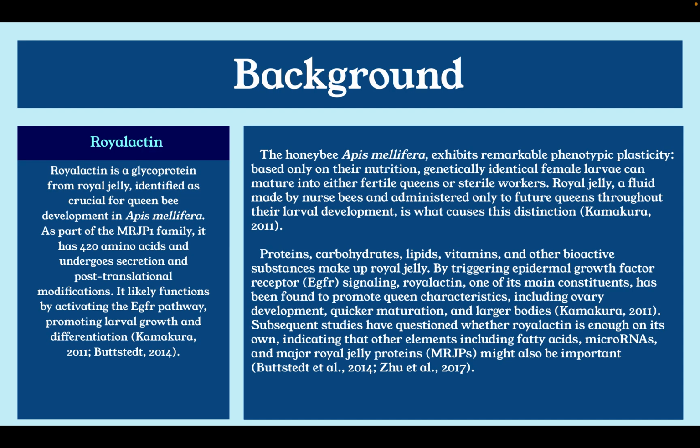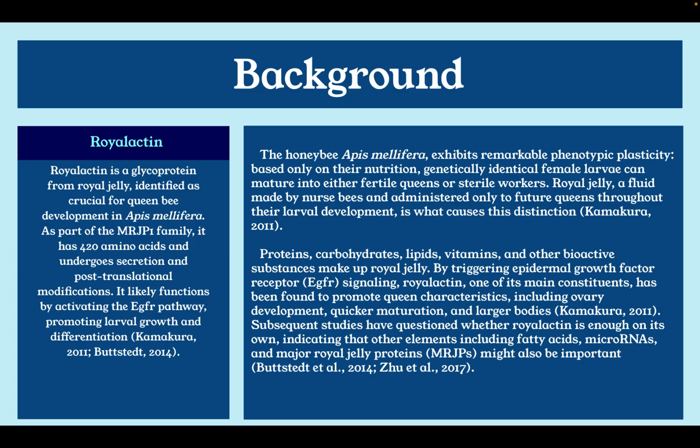Royalactin is a glycoprotein found in royal jelly and is considered essential for the development of queen bees in Apis mellifera. It belongs to the MRGP1 protein family and undergoes secretion and post-translational changes. Its effects are thought to be mediated through activation of the epidermal growth factor receptor, EGFR pathway, which supports larval growth, cell division, and differentiation.